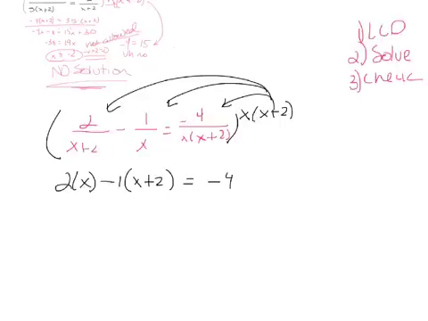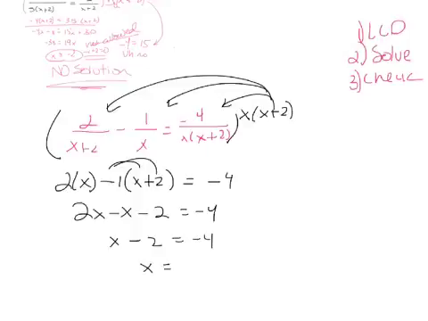Let's continue. Distributing the negative 1, we have 2x minus x minus 2 equals negative 4. What's 2x minus x? X. So x minus 2 equals negative 4. Add 2 and you get x equals negative 2. How many solutions did I get? One solution. So I have done my least common denominator step, multiplied. I have now found all possible solutions.